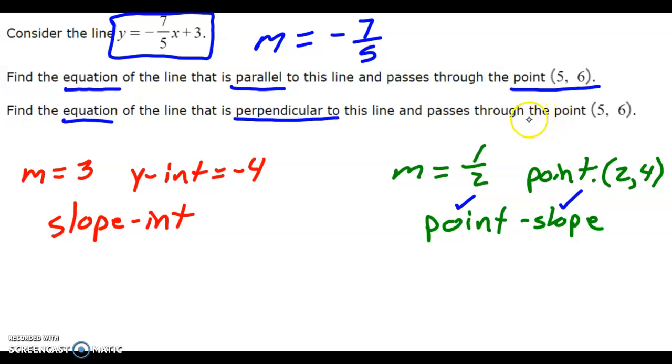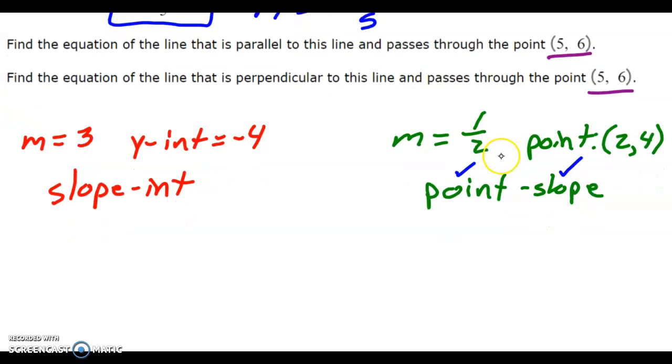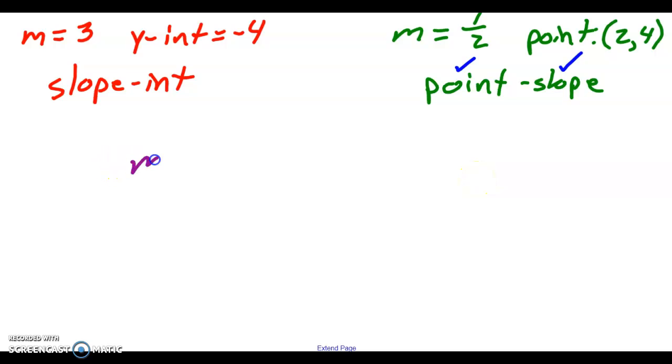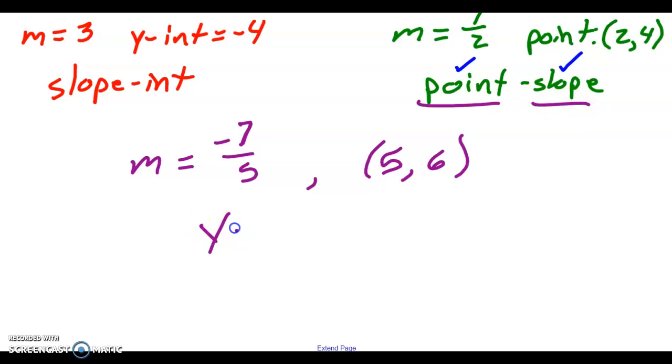And the fact that they're then giving you points means that this is going to be a very simple process. So let's rewrite this down here with what we're actually being given and what we're being asked to do. So a point of 5, 6 and a slope of negative 7 over 5. So when your m, your slope, is negative 7 over 5, your point is 5, 6. We are being given a point and a slope, so let's put this information into point-slope form. That's all you have to do.